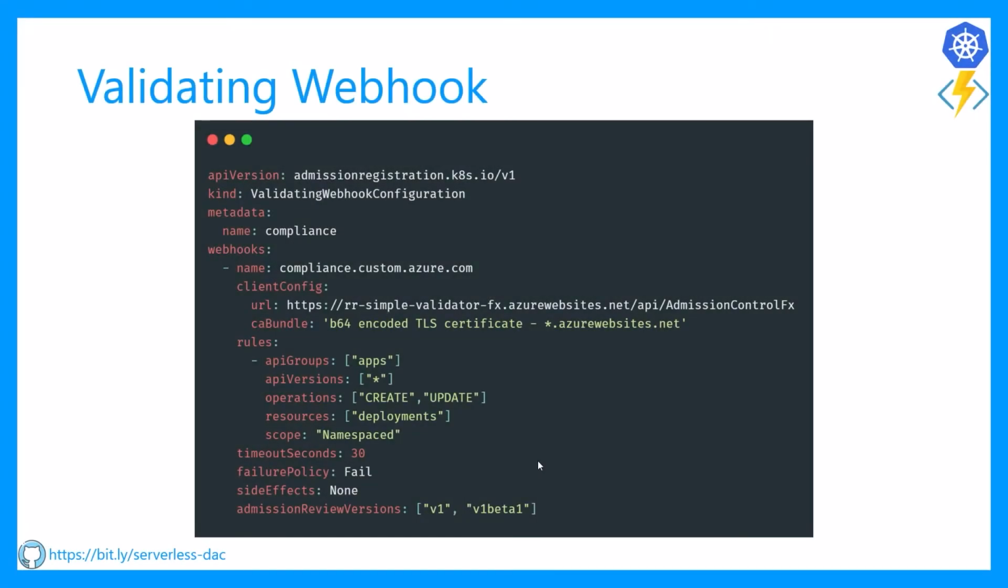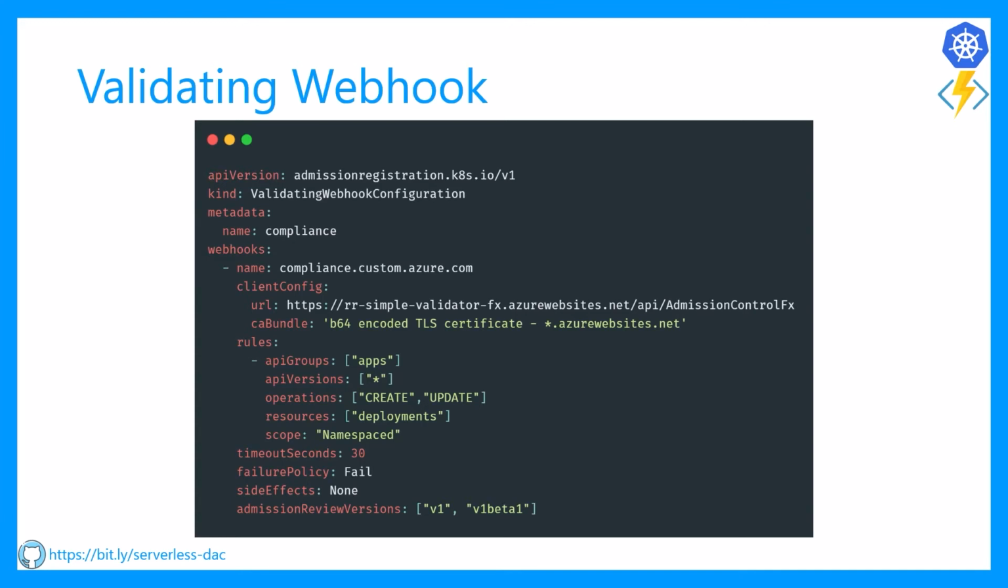Now that our function app is up and running, it's time to configure the Kubernetes cluster to use it. We'll define a validating webhook configuration and submit it to the Kubernetes API. The configuration specifies the URL that the validating admission controller should send the verification request to, and specifies the conditions on which the webhook should be invoked. The specification you see on the screen specifies the URL of the function app we just deployed. All webhooks are required to use an HTTPS endpoint.